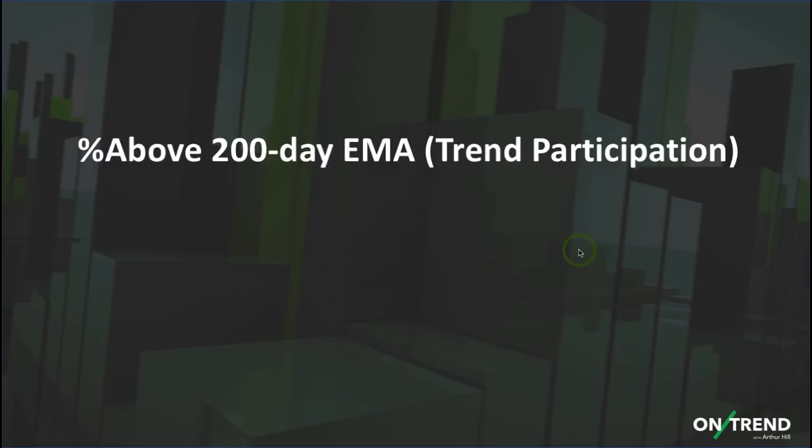All right, now we're going to look at the percentage of stocks above the 200-day EMA. And this is to measure trend participation. The 200-day EMA is a trend following indicator, as all moving averages are. It's a long moving average, so it's going to be a long-term trend following indicator. And as such, this is going to be more of a lagging indicator.